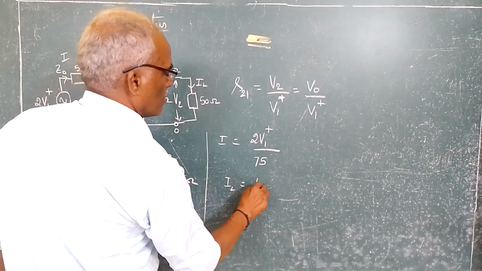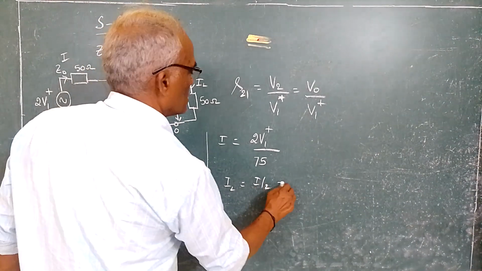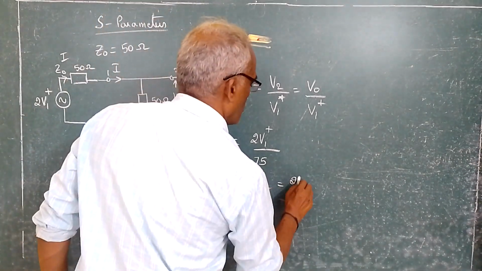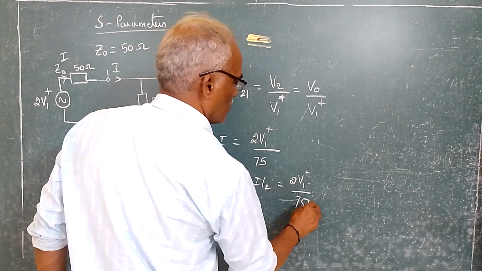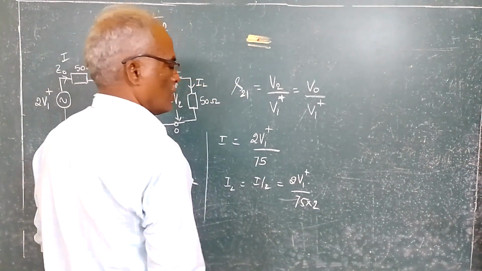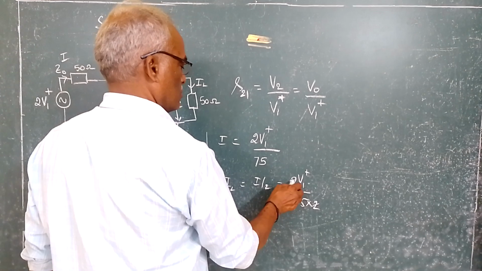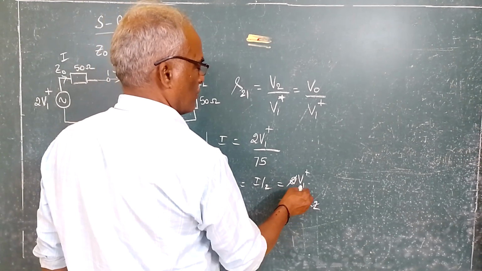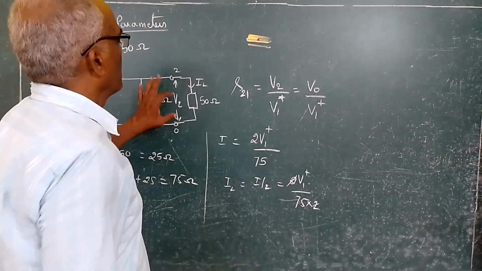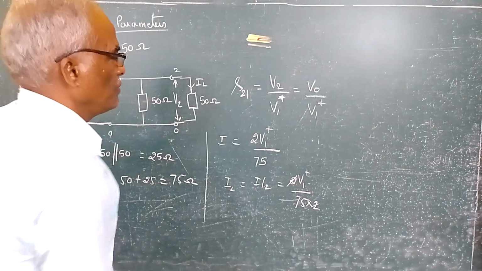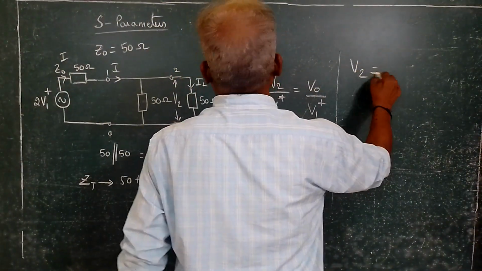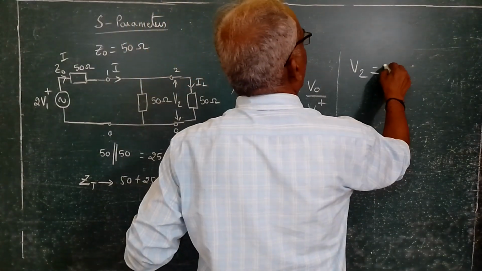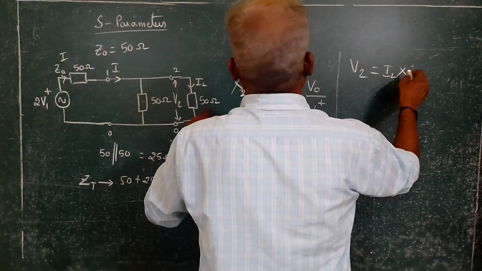IL is equal to I divided by 2. That is 2V1 plus by 75, divided by 2. Now the 2 gets cancelled and you will be getting V1 plus by 75. Now I want the voltage here, that is V2. V2 or V0 is equal to this IL multiplied by 50.